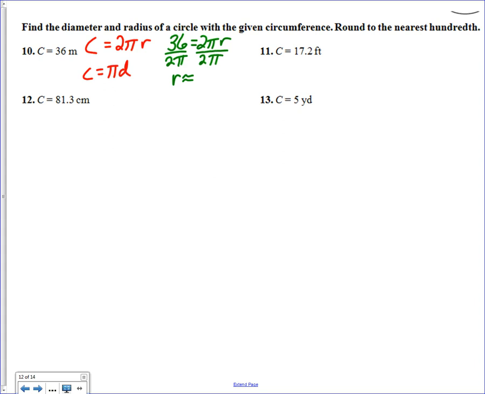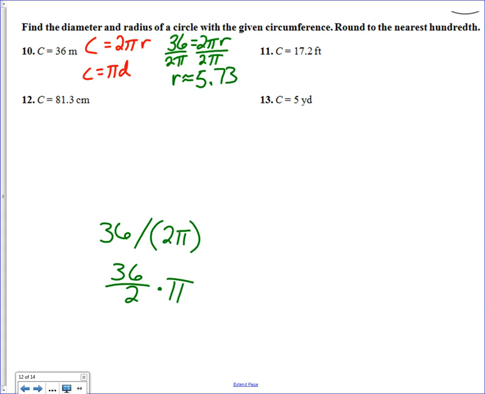So how you want it to look in your calculator would be 36, then you have the division sign. You want to put that denominator in parentheses. Again, otherwise, if you don't put it in parentheses, your calculator is going to read it like 36 divided by 2 times pi and give you an answer like 54 or 56. If you do it the other way, then you are looking at 5.73.